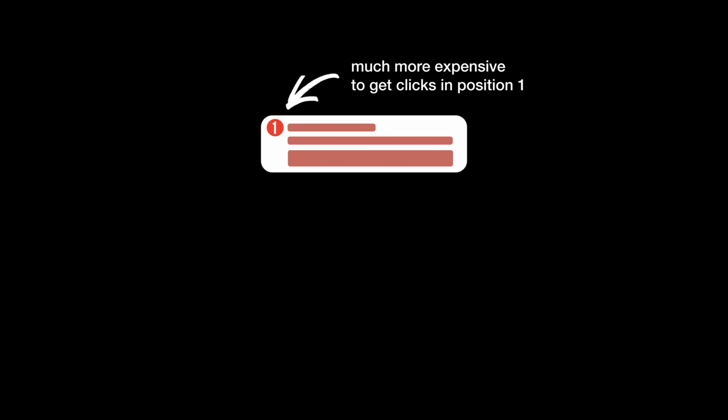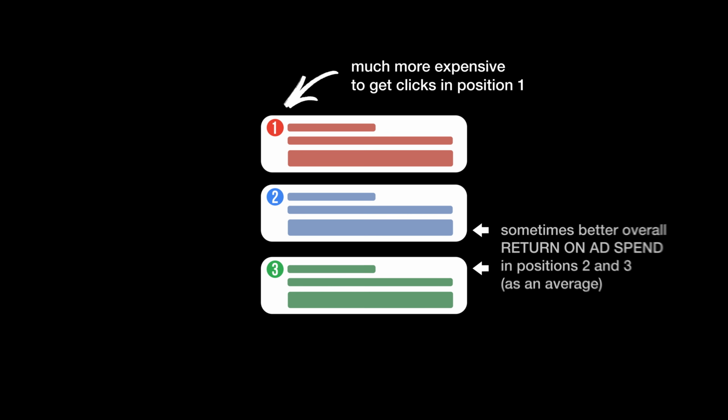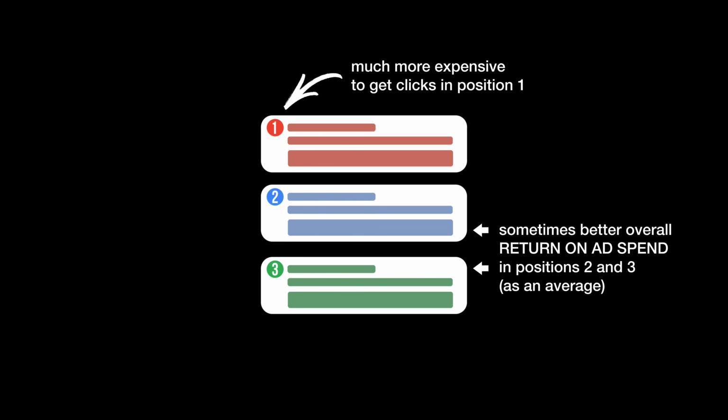Firstly, it's much more expensive usually to get a click in position 1 than even in, say, position 2 or position 3. So sometimes you're going to see a better overall return on ad spend in position 2 or position 3 as an average. And you can look at your average position on page and assess where you're coming at, simply because they might convert almost as well or as well, but perhaps doesn't cost you as much in terms of cost per click.